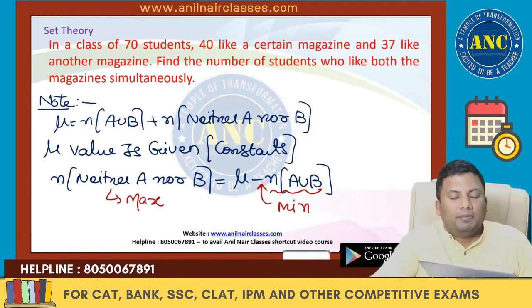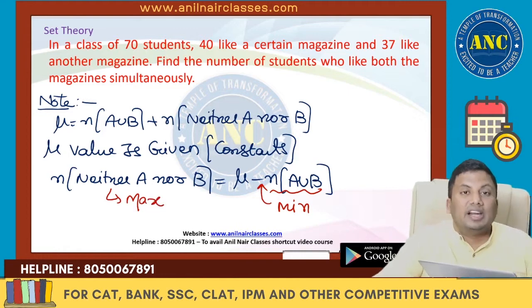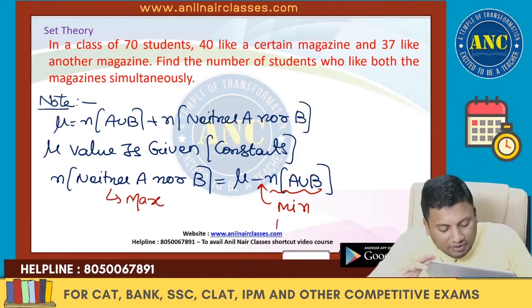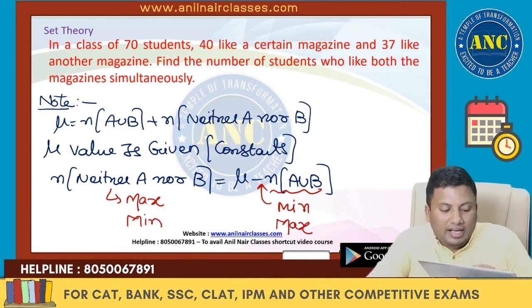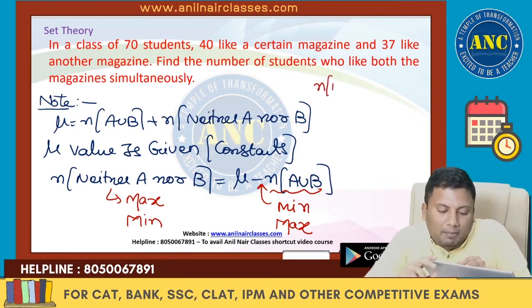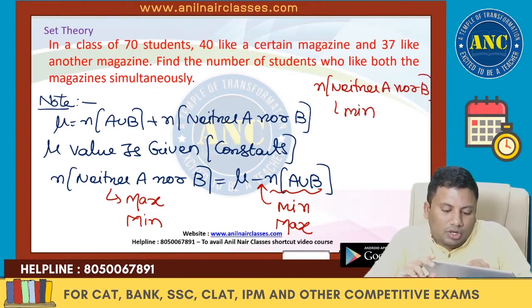This will be maximum because it is related with a minus sign. If this is maximum, this will be minimum. Please write this point. I will get back to this point under maxima and minima. Neither A nor B, if it is minimum, what should be the value?